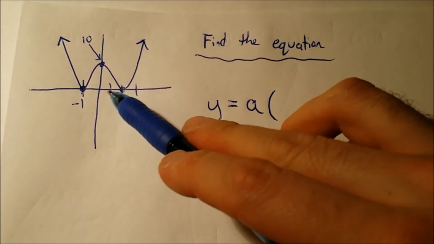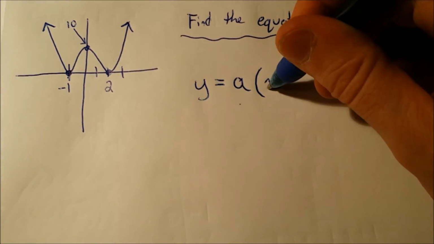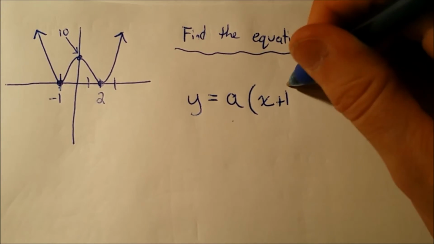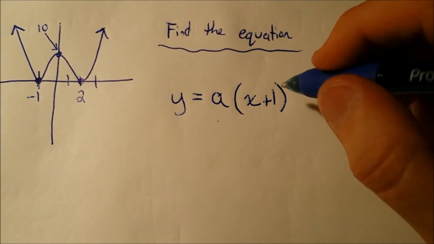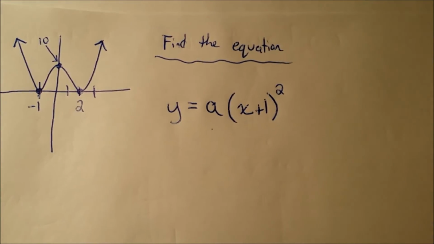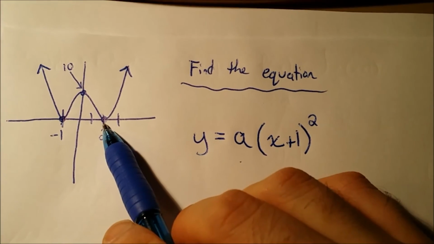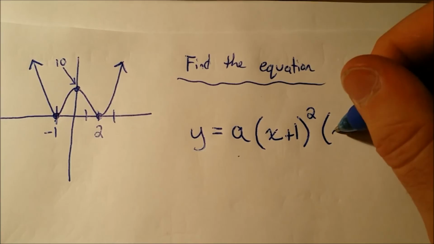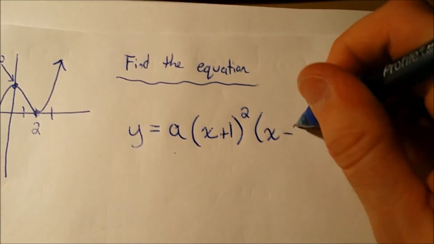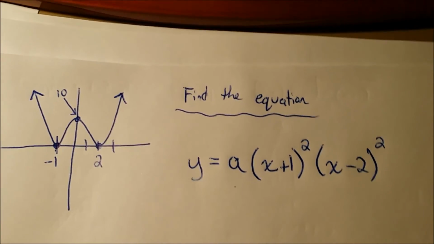Then this x-intercept, if it's at negative 1, the binomial has to be x plus 1, so that when I solve it, I would get negative 1. And since it bounces back, I'm going to put a squared there, so we have an even multiplicity. This one here, if x equals 2, going backwards, then my binomial would have been x minus 2. And again, because it bounces back, even multiplicity.